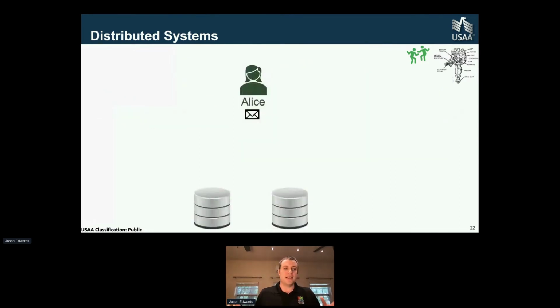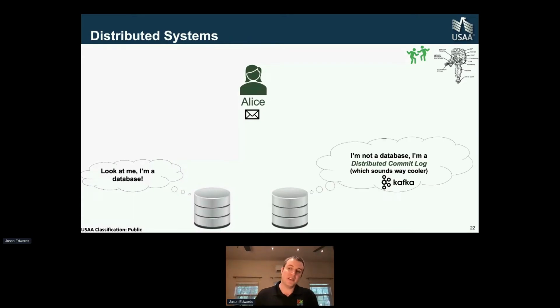Well, what does this look like in technology? Here we have Alice, and she has some cool data, and she wants to put it in not 1, but 2 shiny cylinders. One of these might call itself a database. The other one might call itself a distributed commit log, which sounds cooler. But you know what? Other than the fact that we flip it sideways, it's still basically a database.